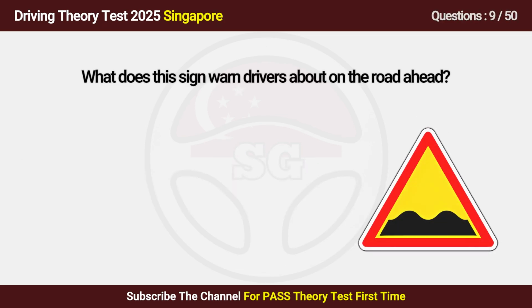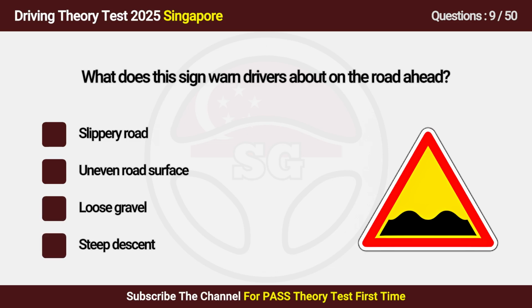Question 9. What does this sign warn drivers about on the road ahead? A. Slippery road. B. Uneven road surface. C. Loose gravel. D. Steep descent.